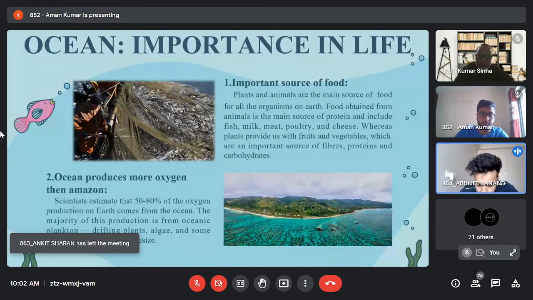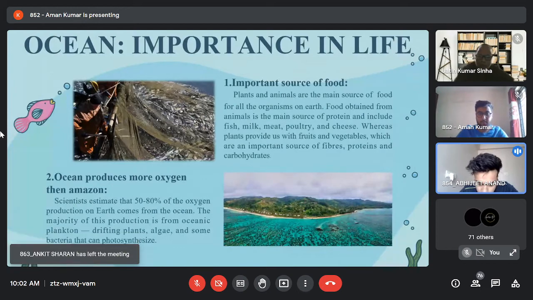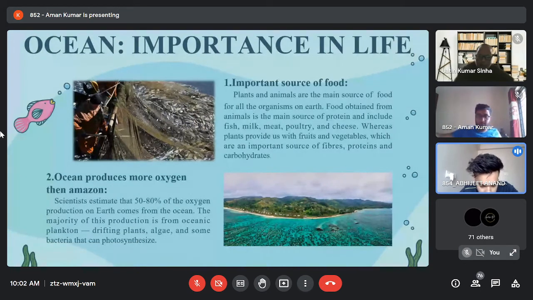Ocean is an important source of food. It has always been a source of food for human beings. Ocean is the number one source of protein for more than a billion people. This amount accounts for about 15.7% of the animal protein consumed globally.